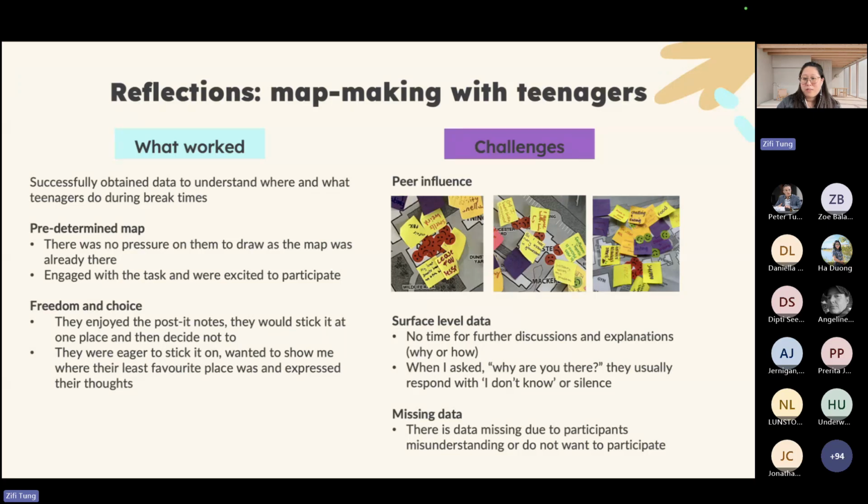Another challenge was surface level data. So originally I planned on doing focus group discussions. I would have done the map making for like 30 minutes, and then come back another time with the same group to discuss the maps. But during the sessions, I just tried to see what was going to work. I asked some of the students, all the year groups, oh, why did you put that there? And there was no response. And because part of my research is to understand what they're doing and why.